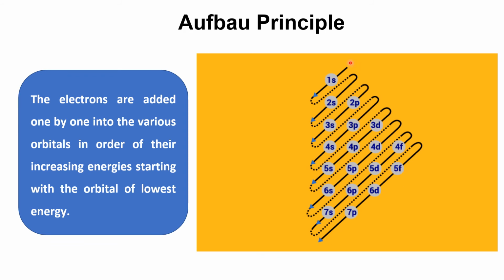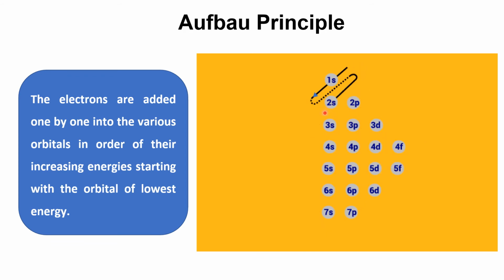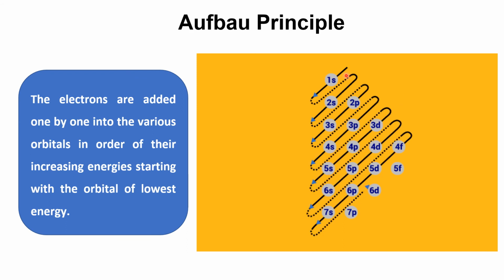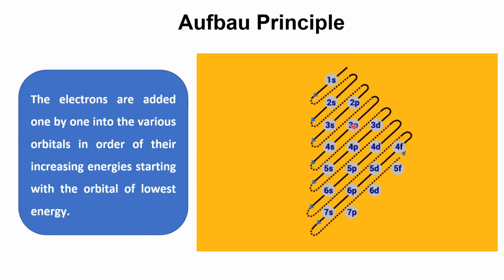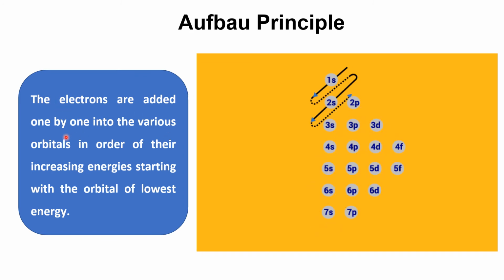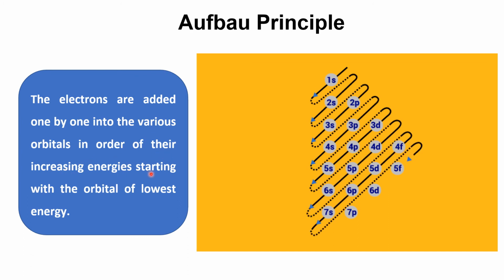And then you will draw the arrows like this. This is showing here. So the first one in the arrow would be at the lower level. So here 1s would be lower, then 2s, then 2p, then 3s, then 3p, 4s, then 3d, 4p, 5s. So it would be like this. The electrons are added one by one into the various orbitals in order of their increasing energies, starting with the orbital of lowest energy.